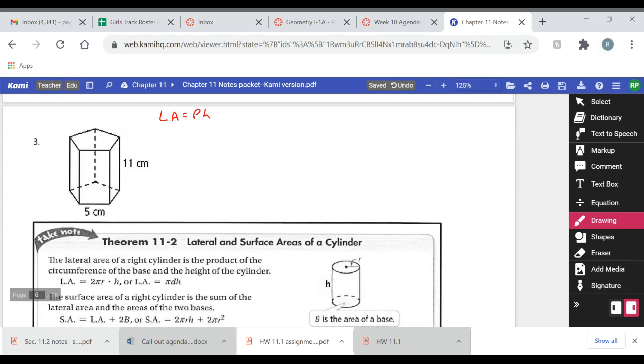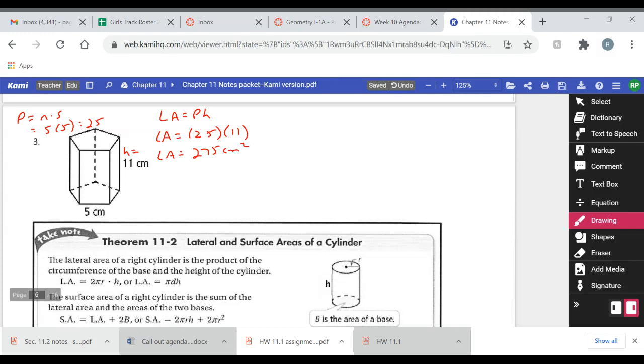So in this case, we're going to assume these pentagons are regular polygons, which means all of the side lengths of this base are 5. So when I want to find the perimeter of the base, I know that it's just like we used before, n times s, there are 5 sides, and 5 is the length of each side, so it's 25 for the perimeter. The height is the distance between the two bases, which is my 11. And when I multiply that out, I get 275 centimeters squared.